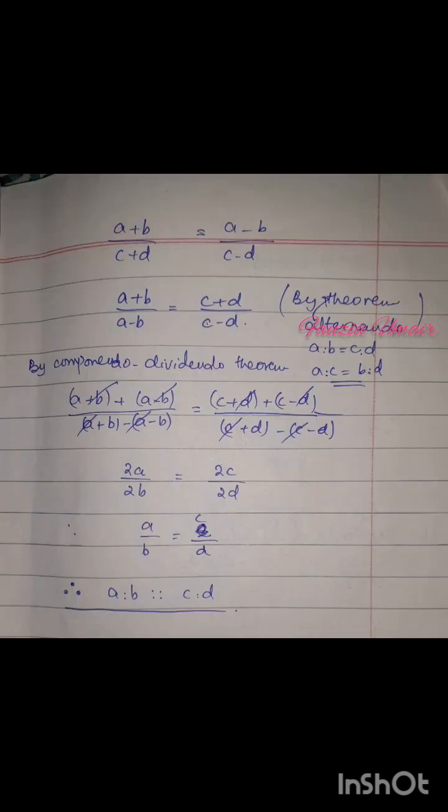So cancelling all this. This is why this question is different, because we reach this situation: A plus B by A minus B, C plus D by C minus D. So we will apply the componendo dividendo theorem again on these values. Then we simplify it again and we will get A ratio B is equivalent to C ratio D.